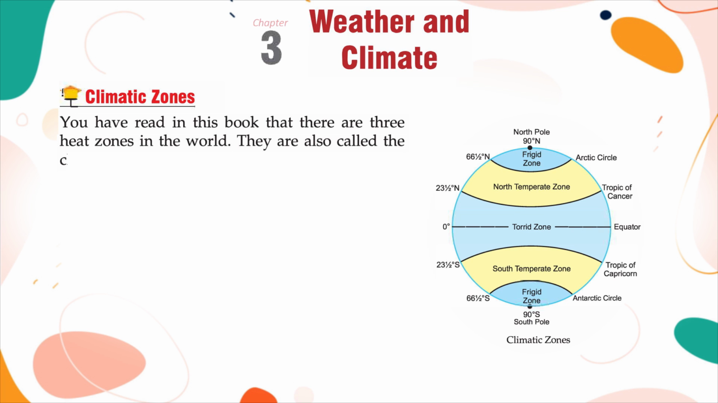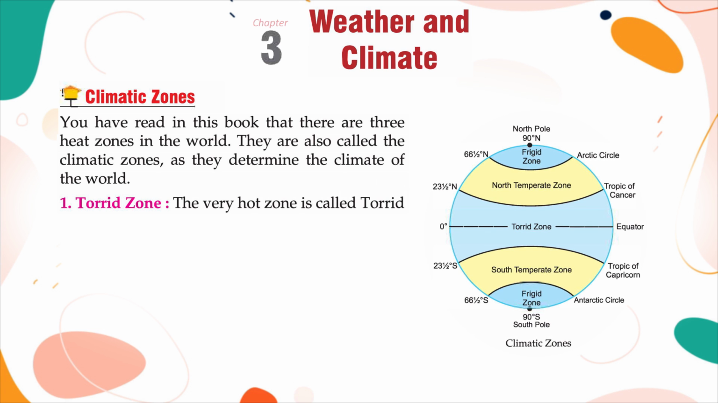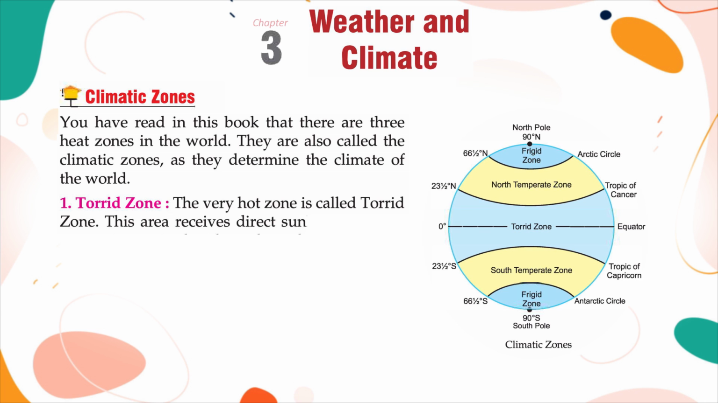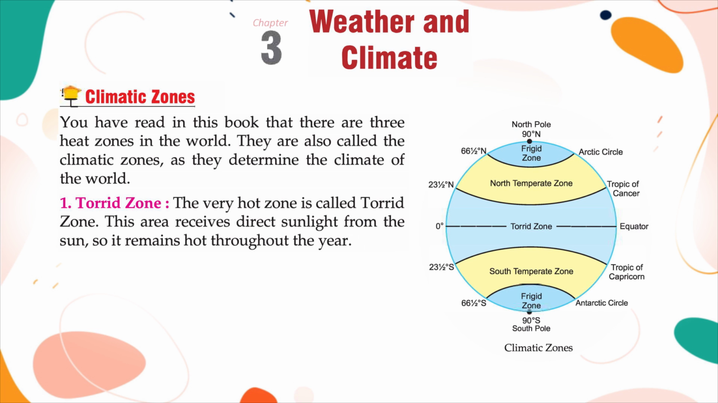Climatic zones. You have read in this book that there are 3 heat zones in the world. They are also called the climatic zones, as they determine the climate of the world. Torrid zone. The very hot zone is called torrid zone. This area receives direct sunlight from the sun, so it remains hot throughout the year.